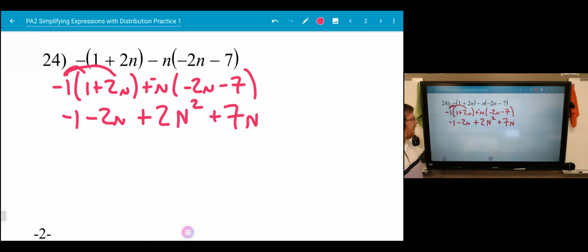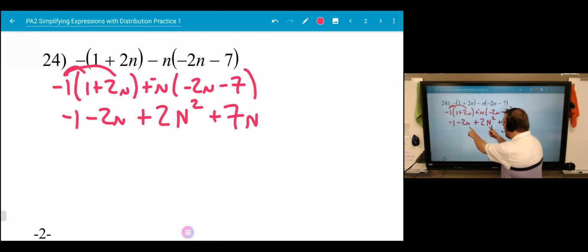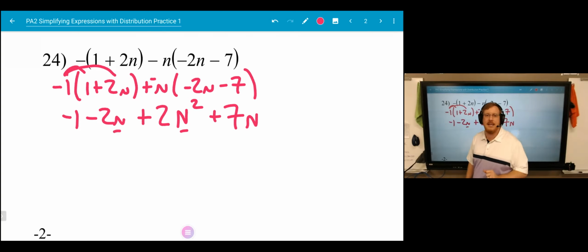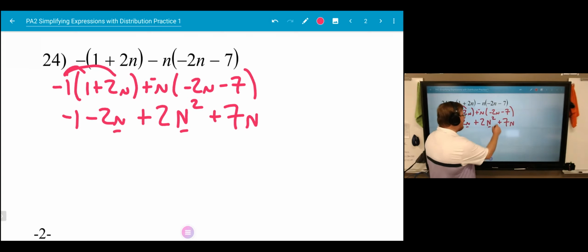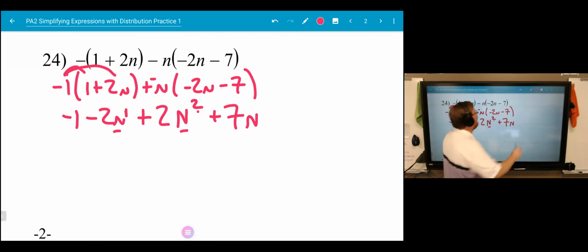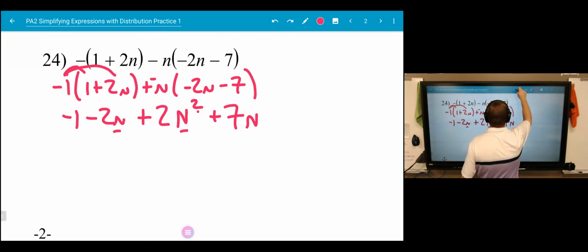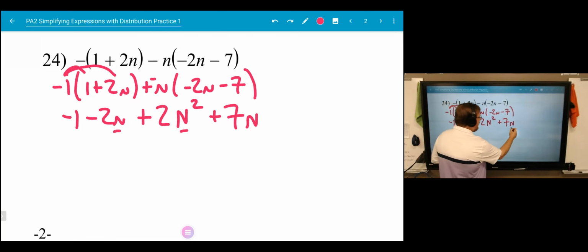All right. Now here comes the next trick, the next thing. These have the same variables. I've got n here and n here, but I cannot add them together. Why? Because this has a different exponent than this. When you just see a plain n, that's like to the first power. This one has an exponent of 2. We cannot combine those together, but I can combine the things with just plain n's.